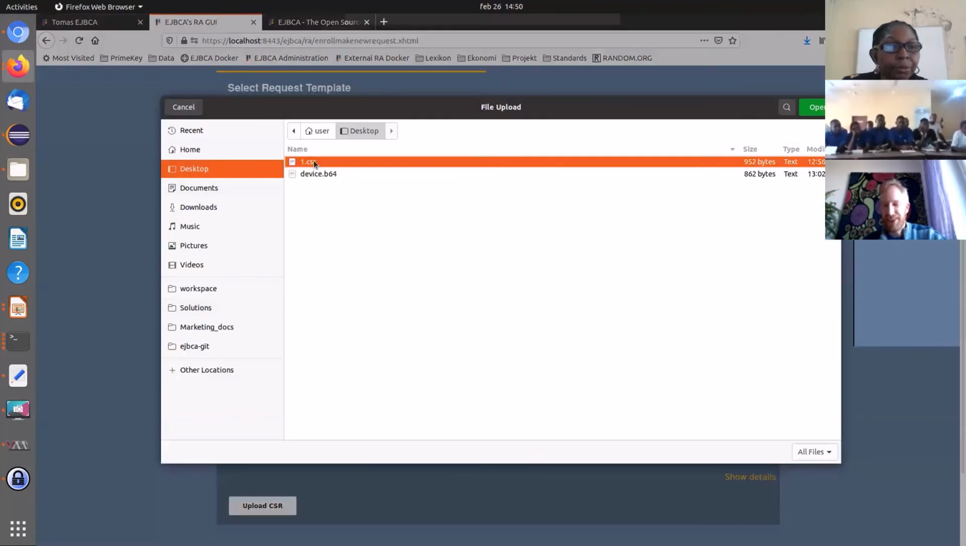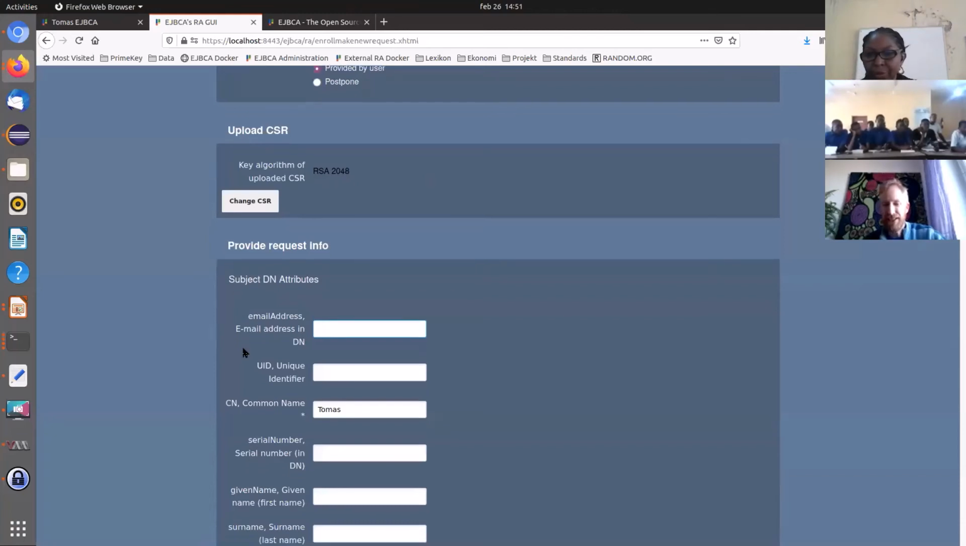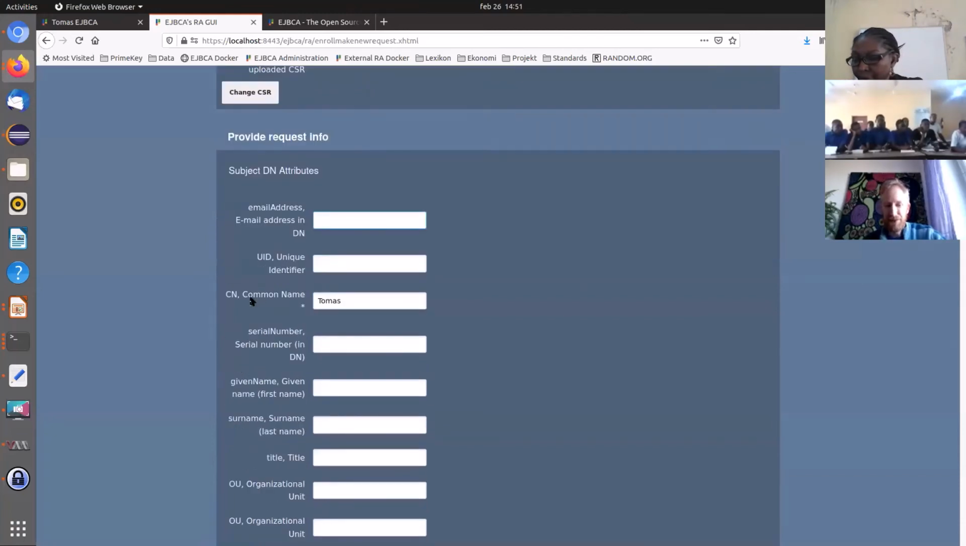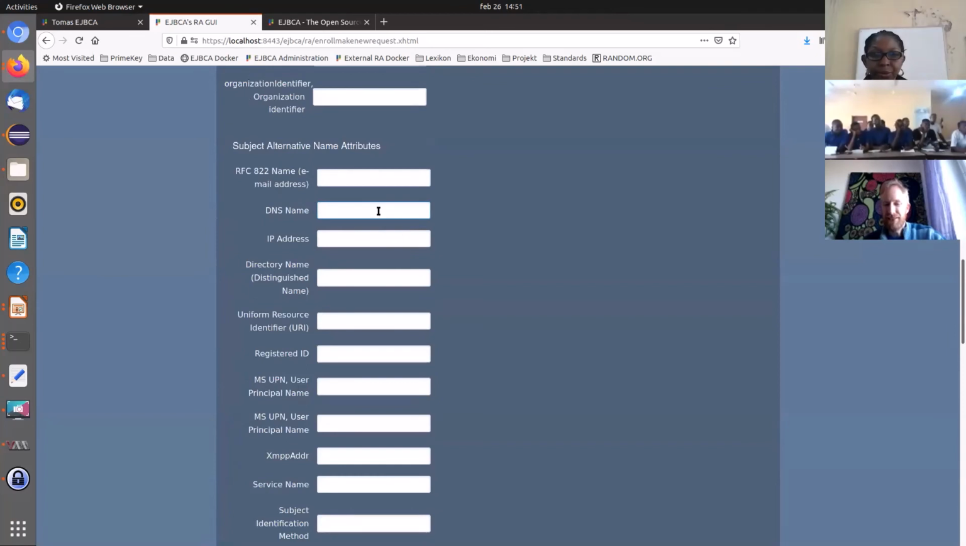And I have a CSR here, which I created exactly like you did with OpenSSL. It has an RSA public key of size 2048 bits. And then there are many possible fields that you can enter or request. So common name is a normal field for the name, and this is me, so I say, okay, I'm Thomas. But you can also request, say, DNS names, that's a server name, and IP addresses and such.